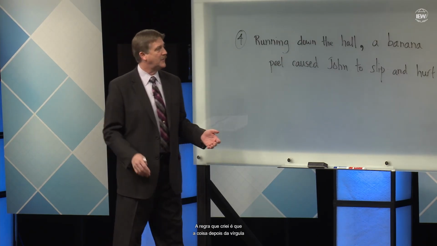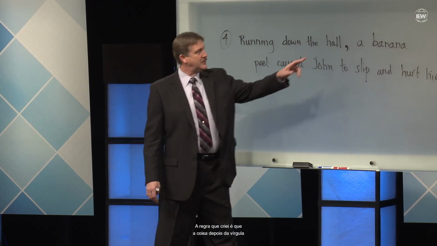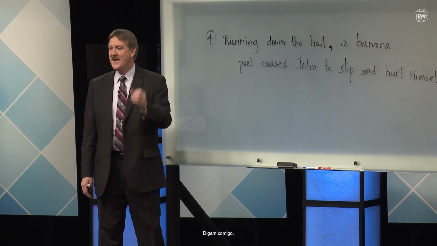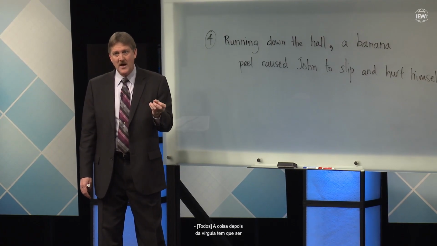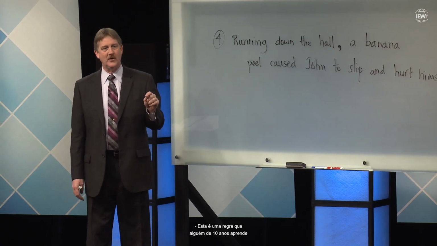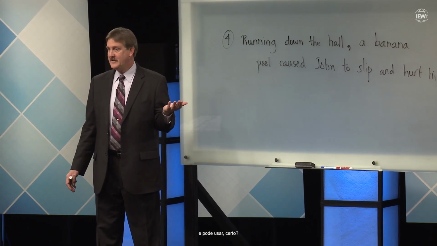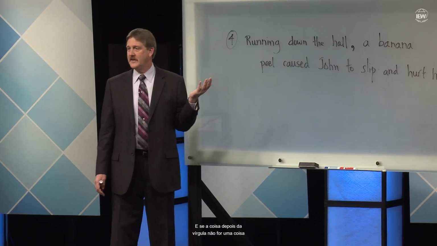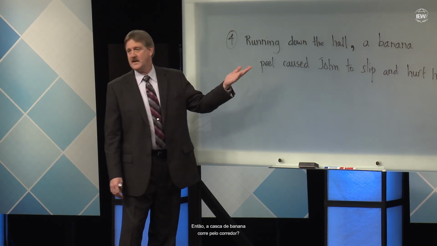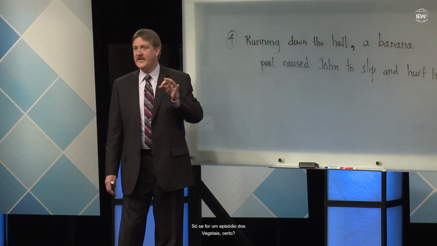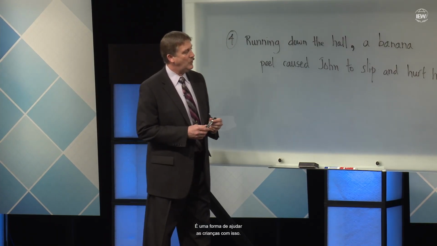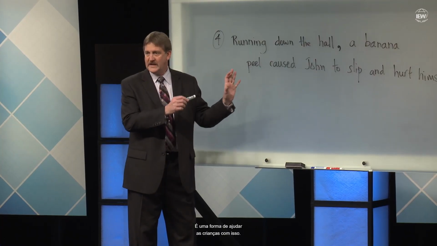So here's the rule that I set up. The thing after the comma must be the thing doing the inging. Say that with me. The thing after the comma must be the thing doing the inging. Now that's a rule that a 10-year-old can learn and use, right? And if the thing after the comma isn't the thing doing the inging, that's when you've got your problem. So is the banana peel running down the hall? Only if this is a VeggieTales segment, right? So that's one way to help kids deal with this.